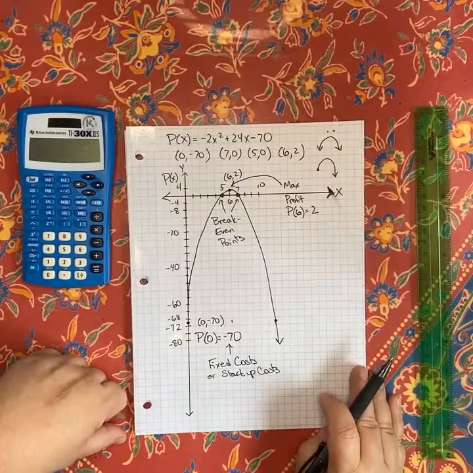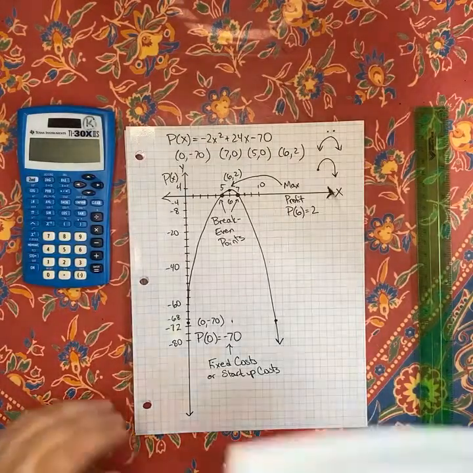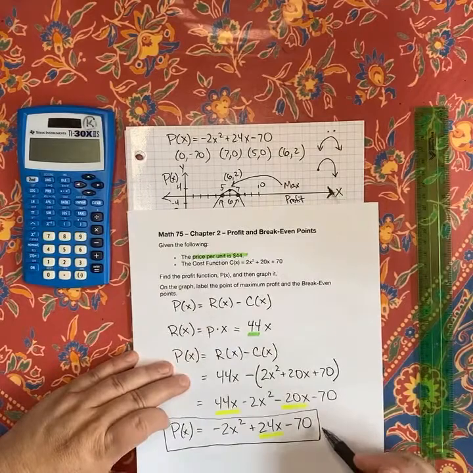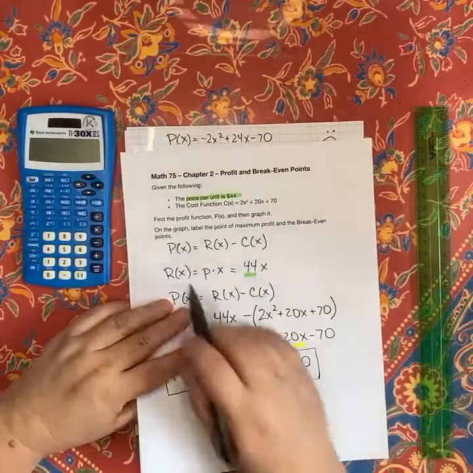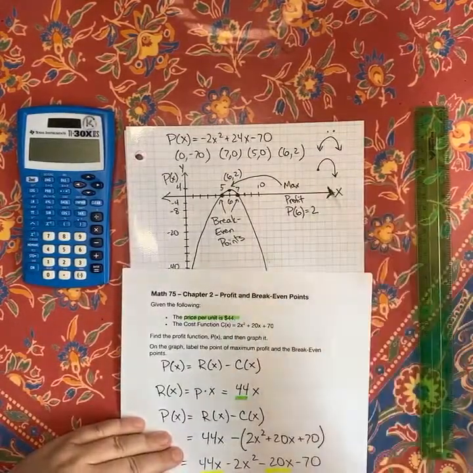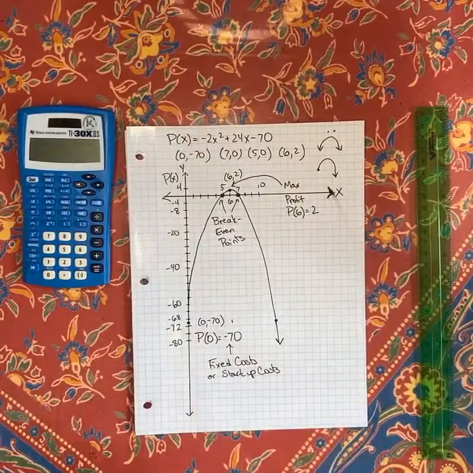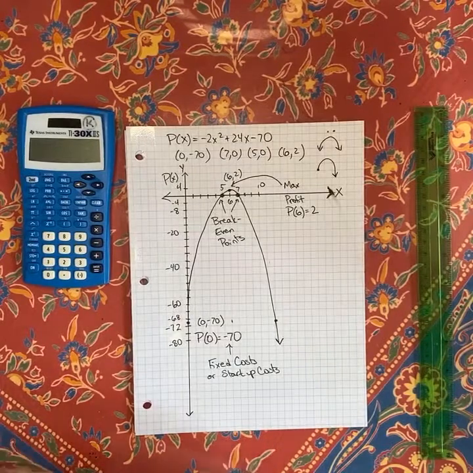So there you go. And if we look at the original problem: find the profit function. I did. Graph it. Woohoo. On the graph, label the point of maximum profit. Maximum profit is 2, and the break-even point's right there. And in fact, we even have the fixed costs or startup costs. What do you guys think? Woohoo. Hopefully that was good.